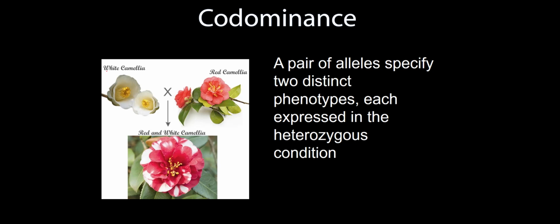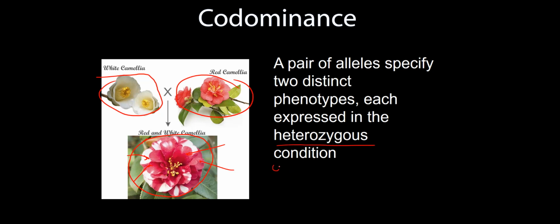And so you can see here, for example, in the camellia flower, a white camellia being crossed with a red camellia, and you don't get just a white or just a red camellia. You actually get a flower that has both of the phenotypes expressed in the adult. So the key to codominance is both phenotypes are expressed in the heterozygote.